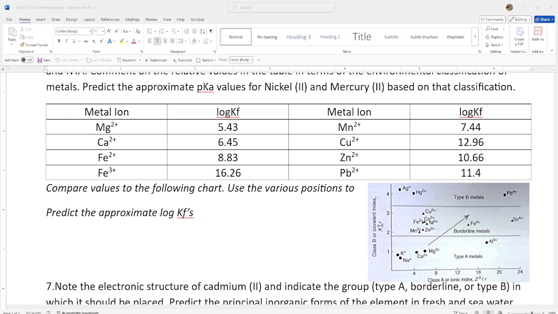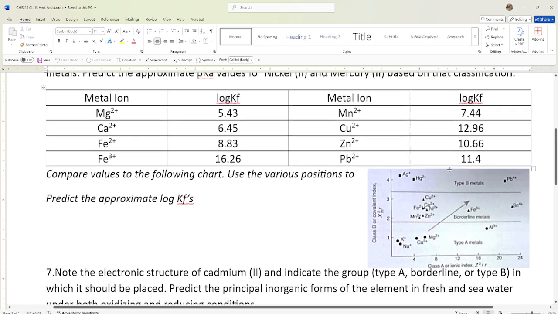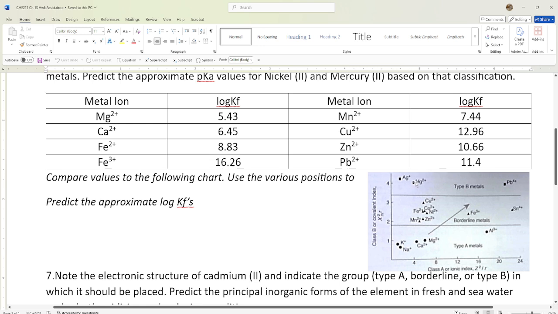However, in general, type A is less than the borderline, which is less than type B, but there's also a factor that increases with charge. And if we look in this table, you can see nickel 2 plus right there, firmly locked in with cobalt, and actually zinc, while mercury 2 plus is way over here, up above in the type B, way different from zinc.